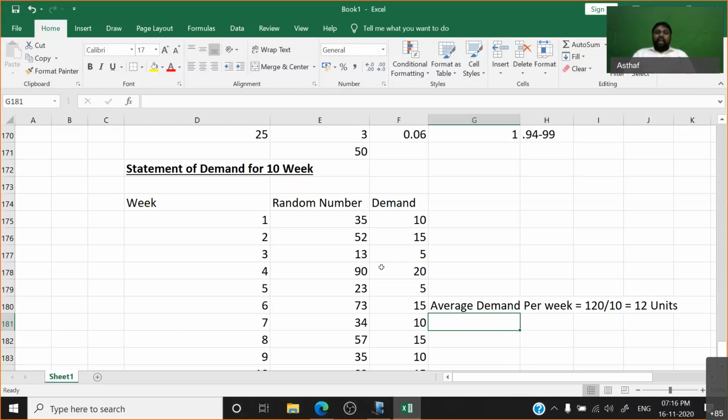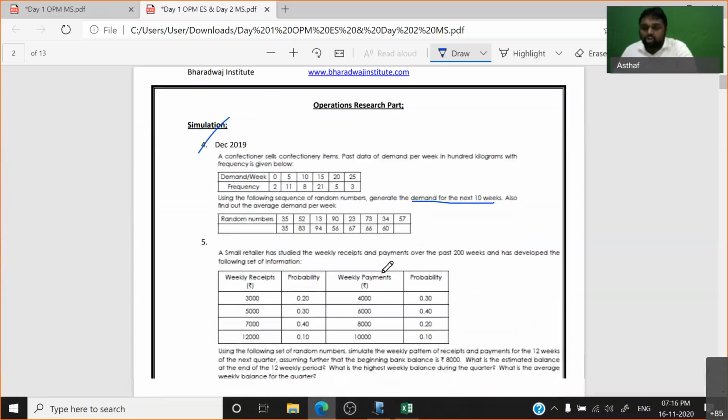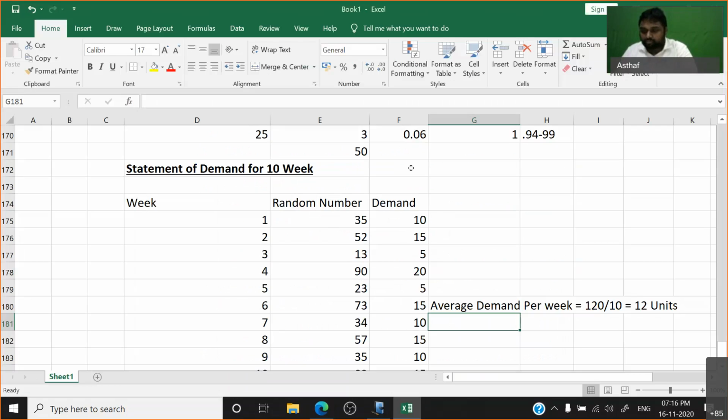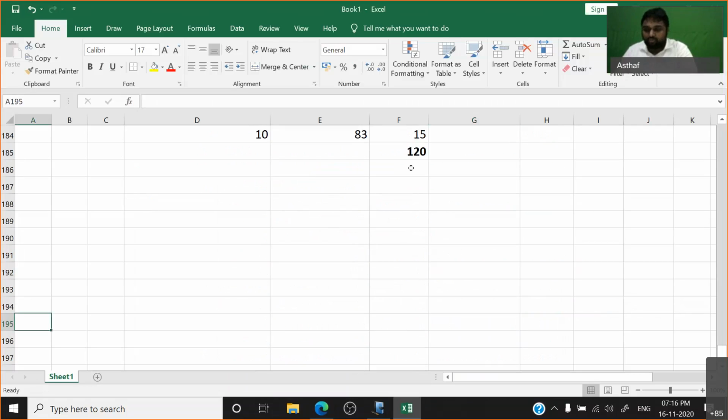That's all. Now we will go a little advanced. For any question, the random statement we should get. Now we will go for a little advanced. Question number 5. See here, the receipt is also given, payment also given. So what do we have to do? We have to do first.